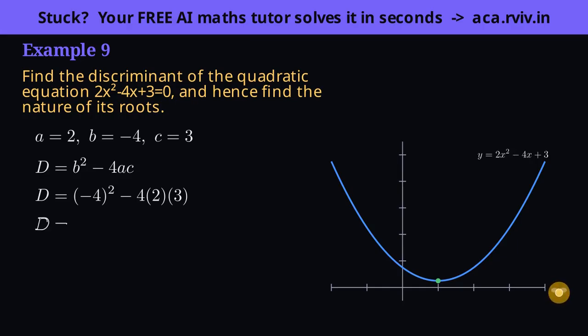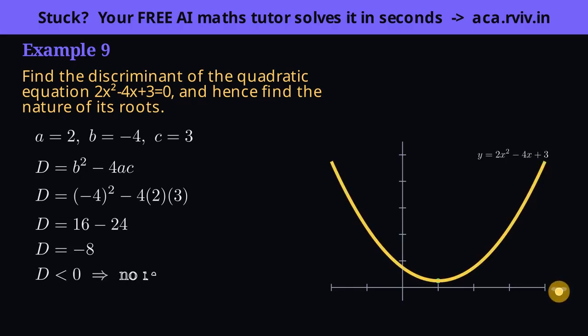Work out each piece, minus 4 squared is positive 16, and 4 times 2 times 3 is 24. Simplify, 16 minus 24 is minus 8. A single number now holds the whole answer. The discriminant is negative. And a negative discriminant means the formula would ask for the square root of a negative, which no real number provides, so there are no real roots.